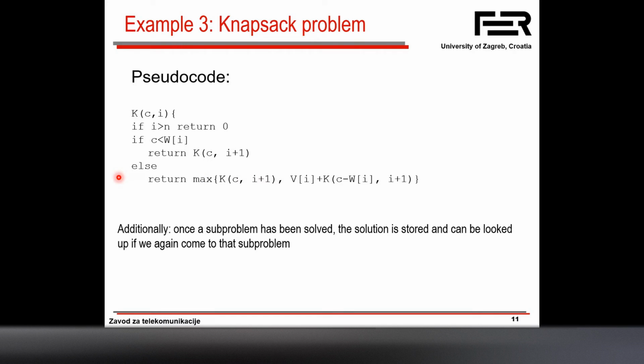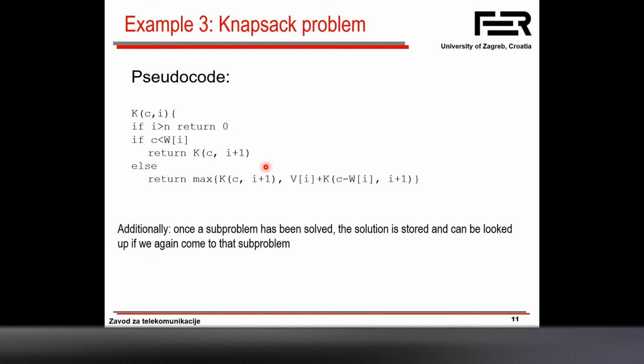Either we choose object i, or we don't choose it. So we need to decide. If we don't choose it, then we keep going. The capacity remains what it was, and we go on to the next object. Otherwise, if we did pick object i, then we add its value. So we add the value of object i, and we solve a new subproblem where now this capacity is going to be reduced by the weight of object i, and we continue with deciding about the next object.